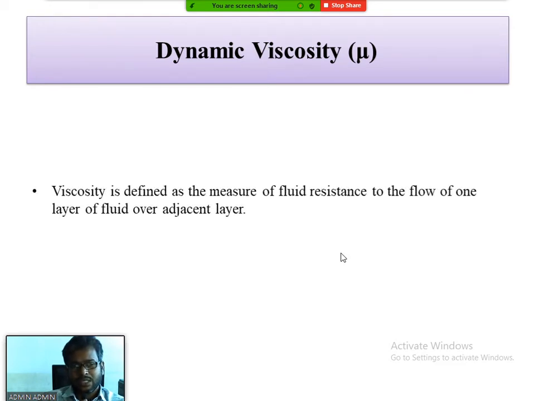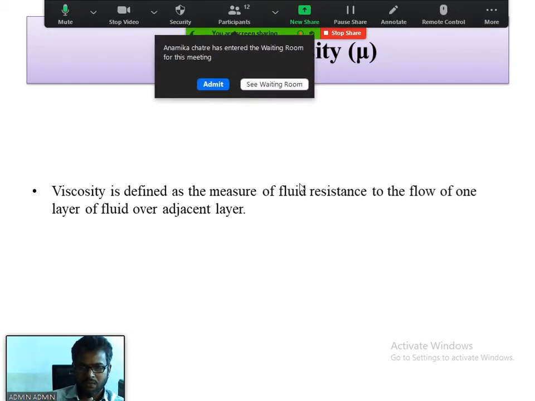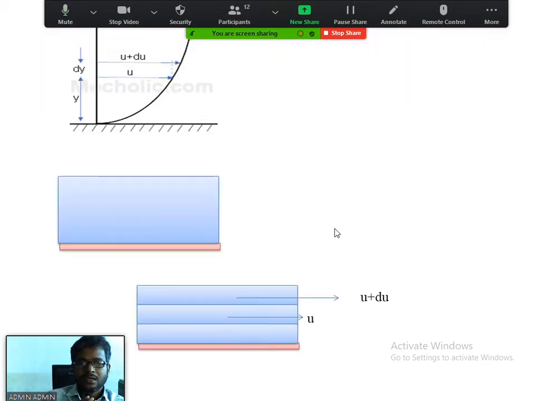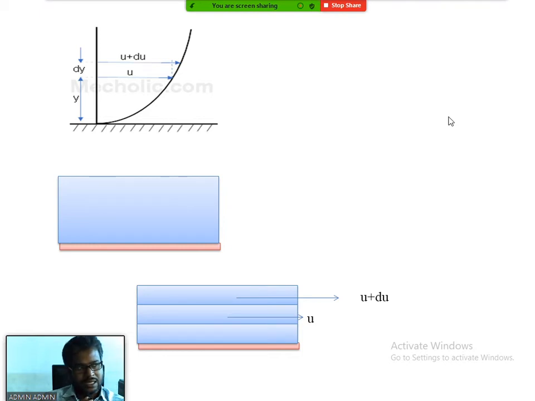Dynamic viscosity is defined as the measure of fluid resistance to flow of one layer of fluid over the adjacent layers. Now, to understand it, what do we mean by dynamic viscosity?